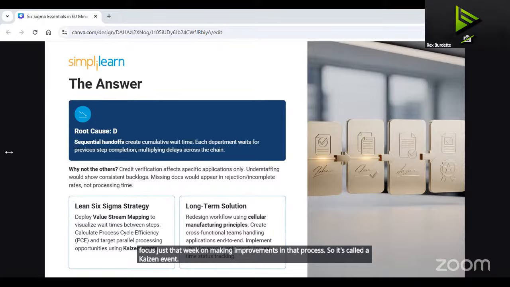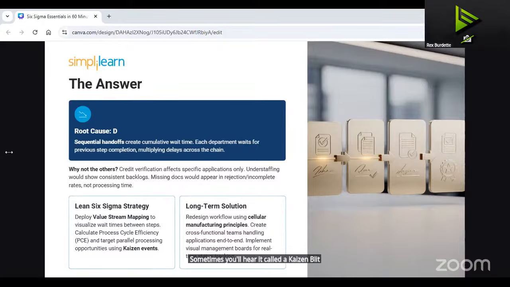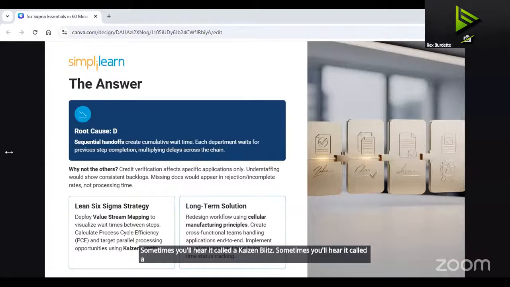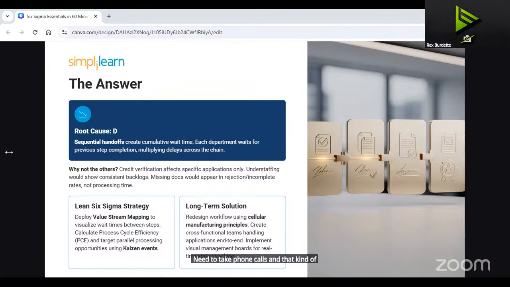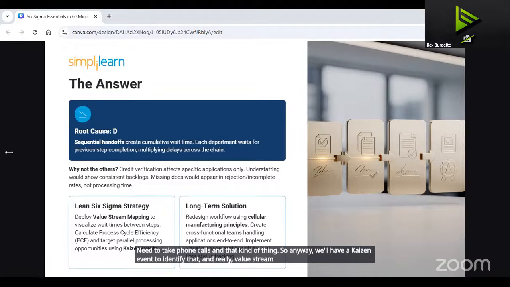Sometimes you'll hear it called a Kaizen Blitz. Sometimes you'll hear it called a rapid improvement event. It's all the same thing. It's where we supposedly, I say supposedly because there's usually a phones down, laptops shut rule, but the higher up in the organization people are, they tend to need to take phone calls and that kind of thing. So anyway, we'll have a Kaizen event, identify that, and value stream mapping marries very well with Kaizen events.